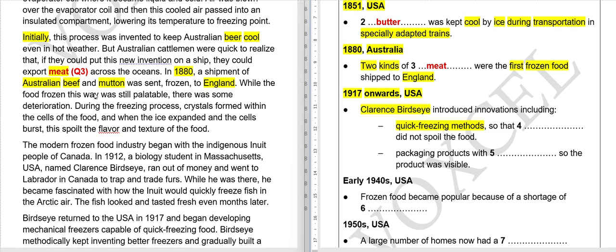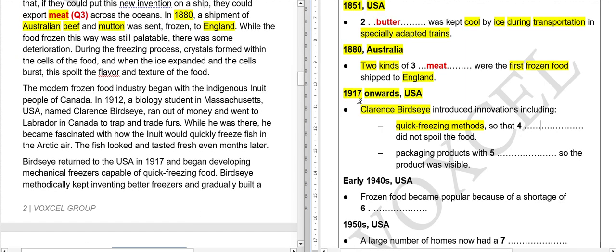While the frozen food was still palatable, there was some deterioration. During the freezing process, crystals formed within the cells of the food, and when the ice expanded and the cells burst, this spoiled flavor and texture of the food. So many of you might be wondering, okay, I have found the answer, but we will not mark the answer just yet because we haven't found 1917. Maybe the answer is something else, not in this. If the answer is same, I will tell you why I said so. But we will read for 1917.